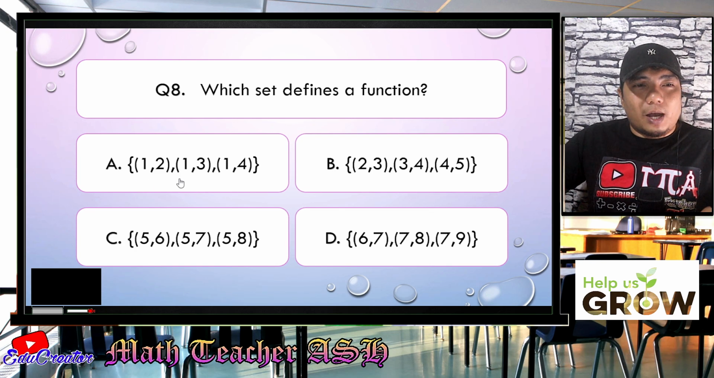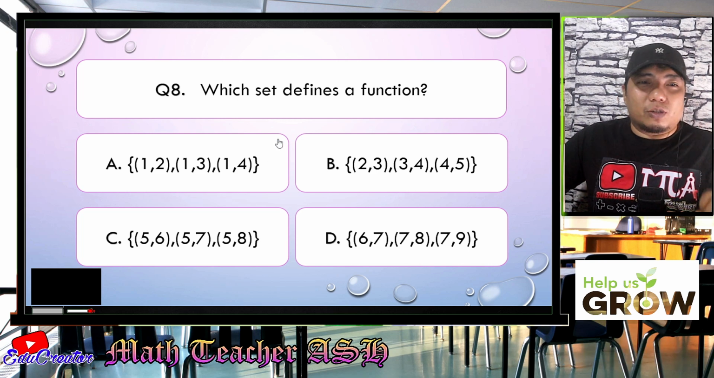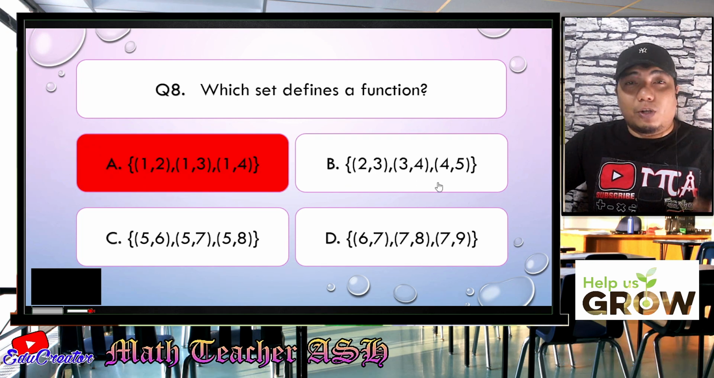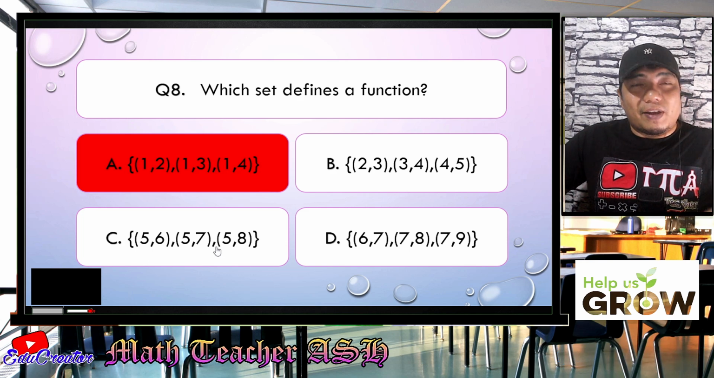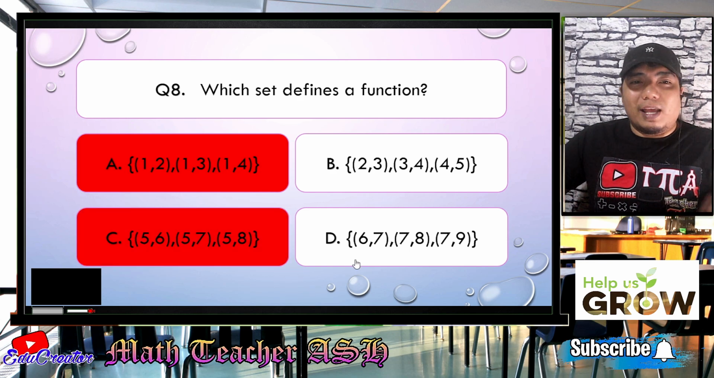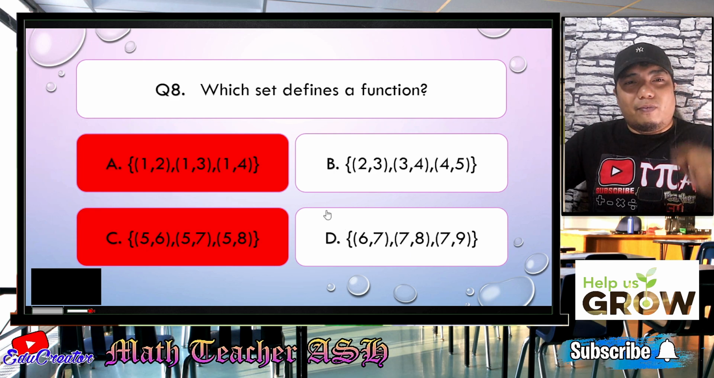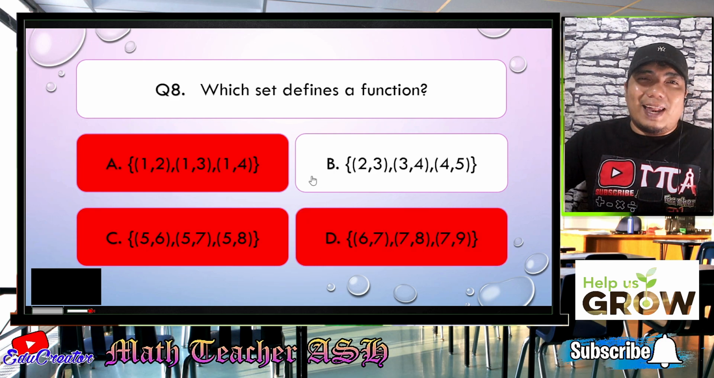Letter A, 1, 1, and 1. That's repeating, so this is wrong. Letter B, 2, 3, 4. So it is not repeating. Might be our answer. Letter C, 5, 5, 5. It is repeating, so that is wrong. Letter D, 6, 7, 7. So 7 here is repeating. Therefore, the correct answer is letter B.